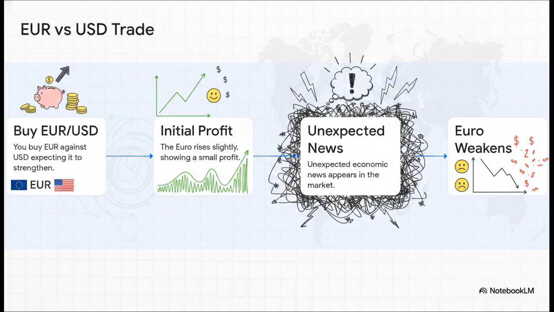But then step 3 hits. Unexpected economic news suddenly flashes on the wire. Investors panic, they react instantly, and boom, step 4. Within minutes, the euro weakens rapidly in the exact opposite direction. What just happened? Well, you just realized your foreign exchange exposure. It's a powerful reminder that even perfectly reasonable, deeply researched ideas can fail in the literal blink of an eye when new information flips the market's direction.